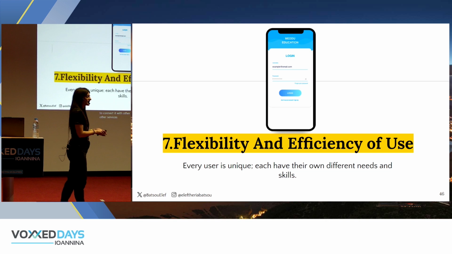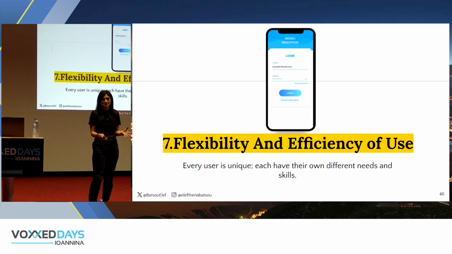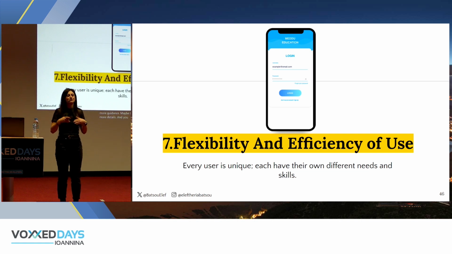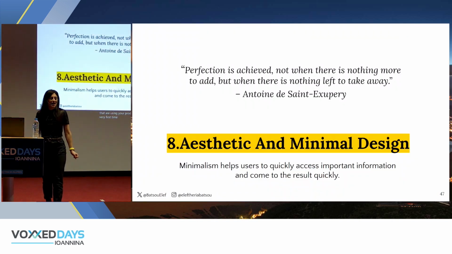But the first-time users are people that maybe they need more guidance. Maybe they need more details. And you have also the people in between these two categories. You should provide something for everyone. Make things fast and accurate for the category of the people that know your product well, but also make things simple and provide details for the people that are using your product for the very first time. We also have aesthetic and minimal design, and this is the second favorite rule of mine.